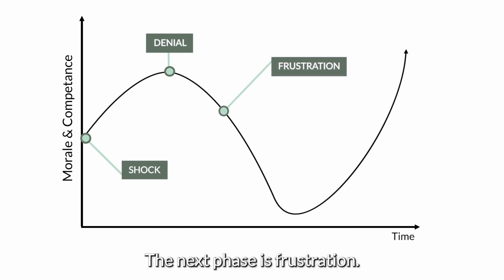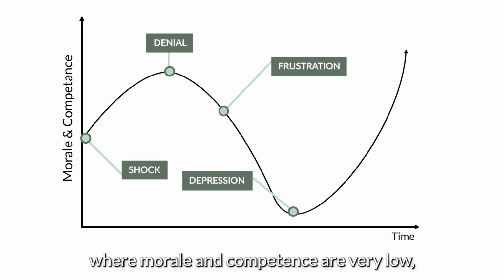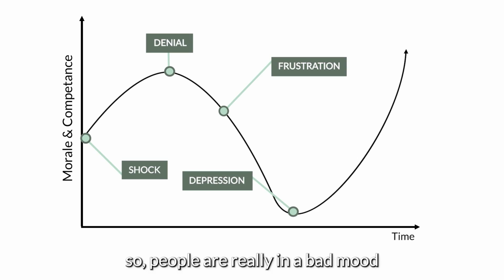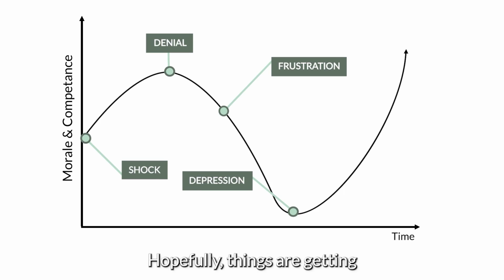The next phase is frustration. People recognize that things are different, and sometimes they become angry by this. The fourth phase is depression, where morale and competence are very low. So people are really in a bad mood and they are lacking a lot of energy. Hopefully, things are getting better then.